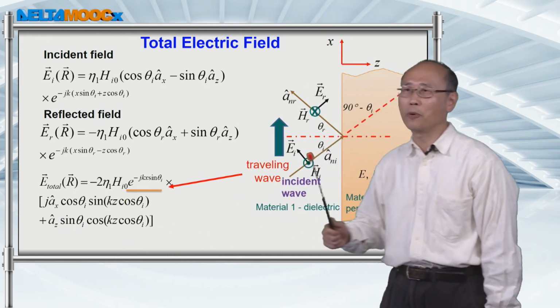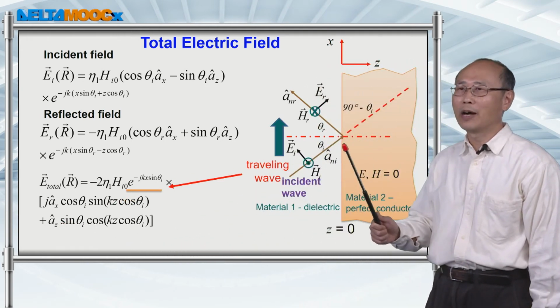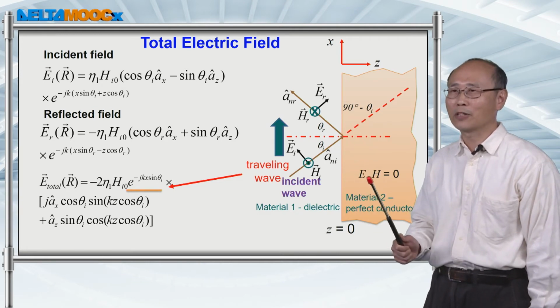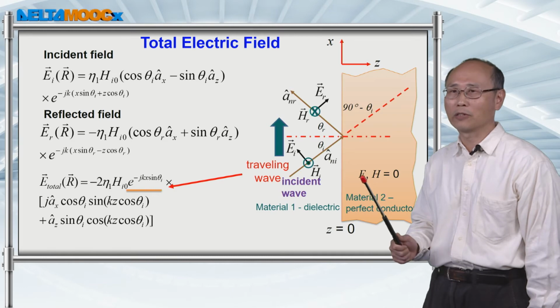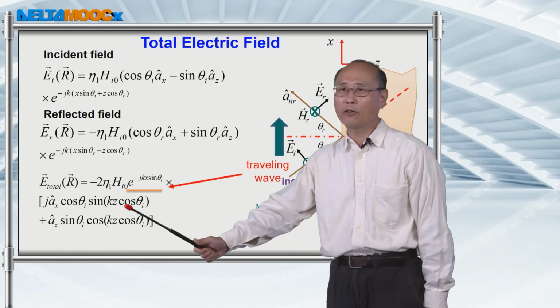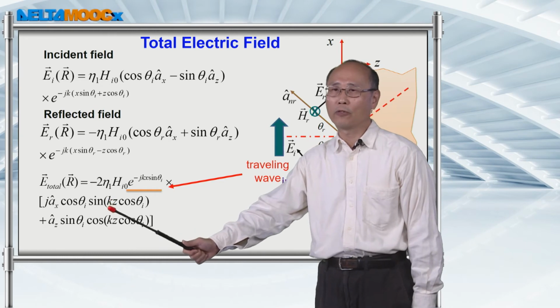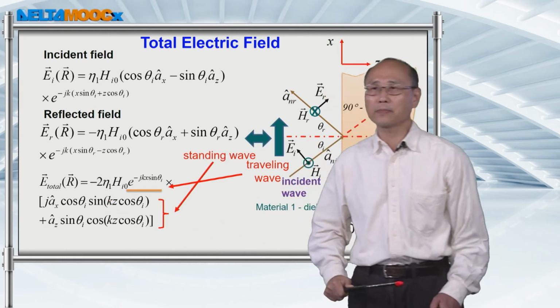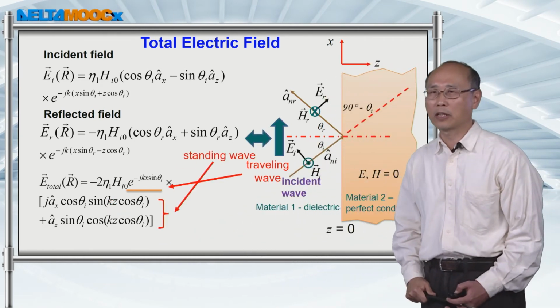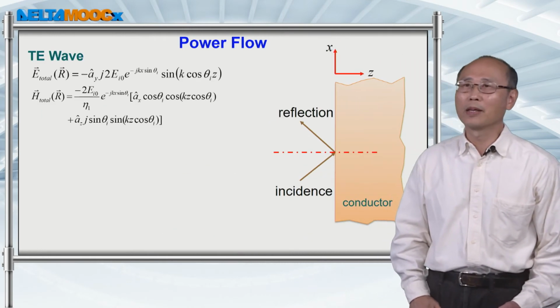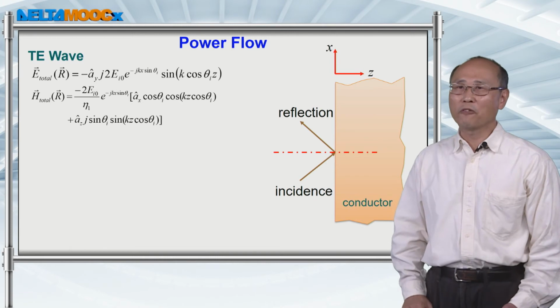But the tangential component of the electric field is equal to 0 because the electric field inside here is equal to 0. So if you set z equal to 0 at this boundary, the tangential component of the electric field is equal to 0. And so this is the result from this expression. Now let's look into the power flow.